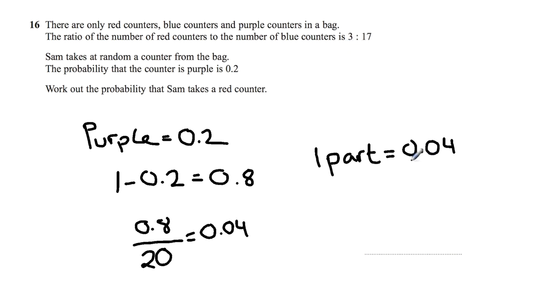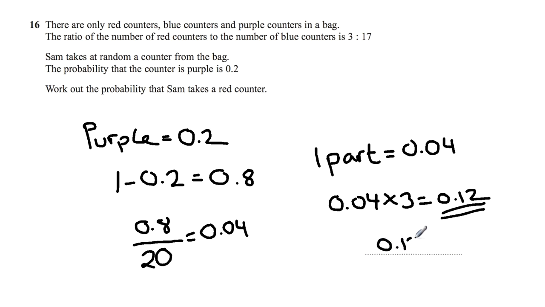So we're going to multiply 0.04 by 3. So 0.04 times 3 equals 0.12. So that's the probability of Sam selecting a red counter. So 0.12.